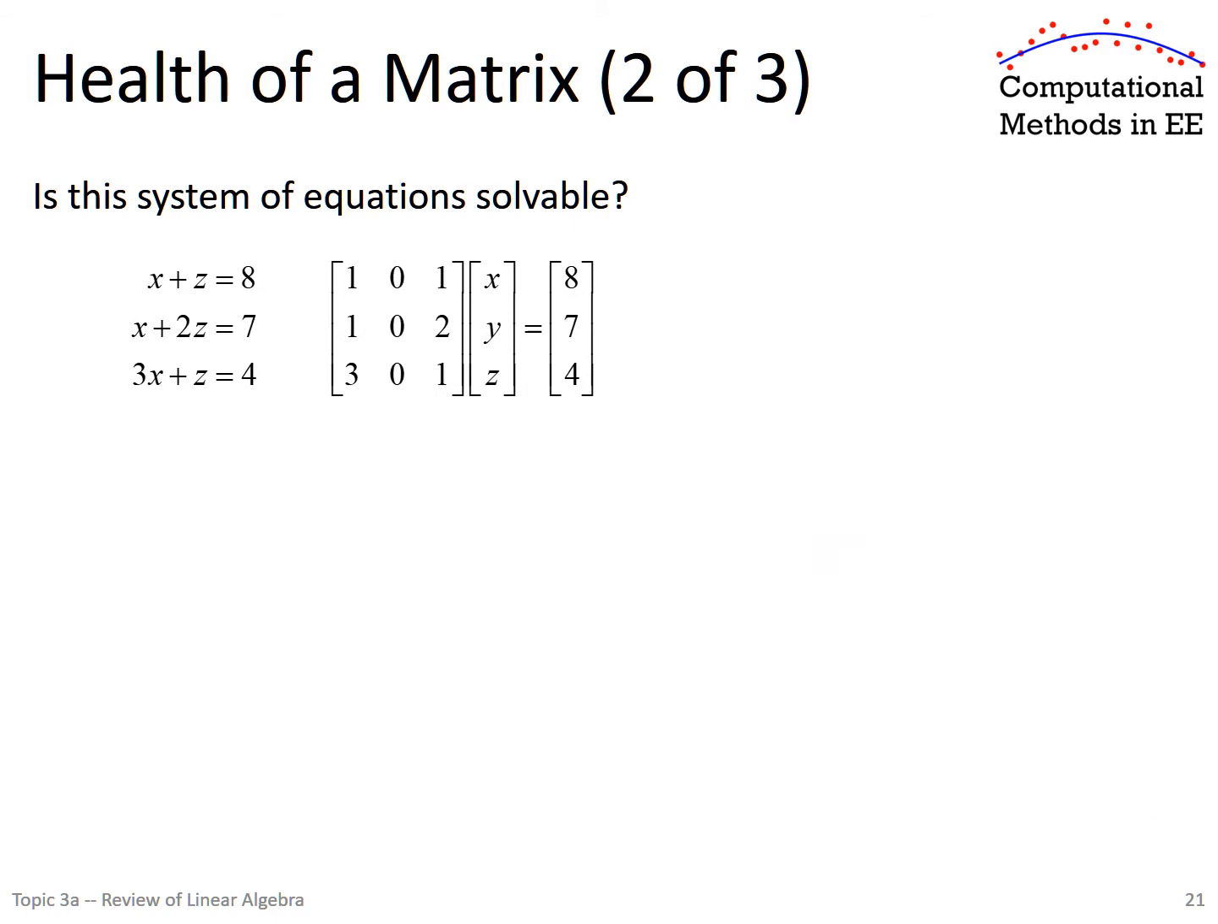Is this system of equations solvable? Go ahead and pause the video and think about it. This is not solvable. Notice we have a column entirely of zeros. So that's not providing any information about how y is affecting things here. So we can't have any columns that are all zeros.